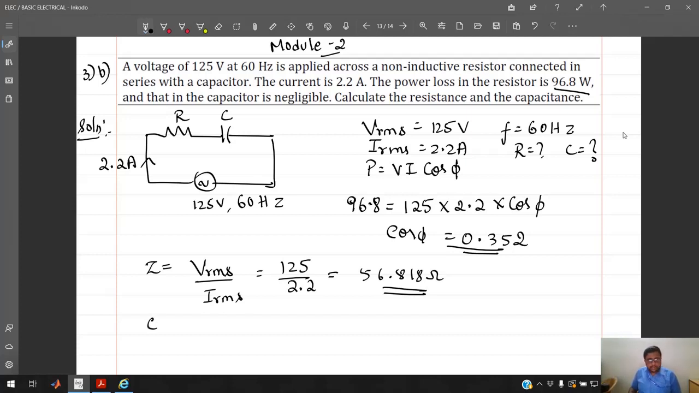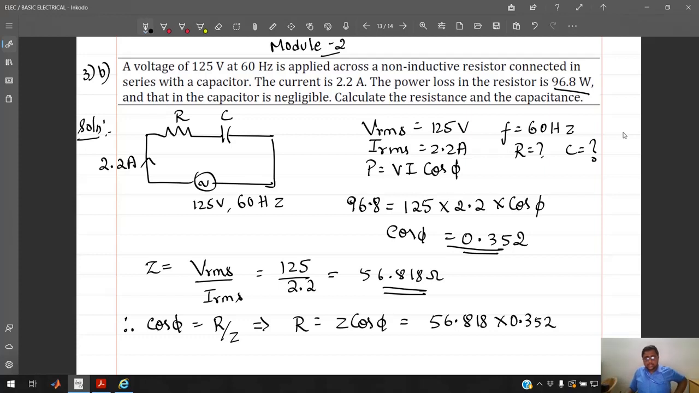Now once you get the value of Z, you know that cos phi is equal to R by Z from the impedance triangle. That implies your R will be equal to Z cos phi. So that is equal to 56.818 into 0.352. If you solve this, you are going to get the value of R as 19.999 ohms, so roughly around 20 ohms. So this is the value of R that you are going to get.